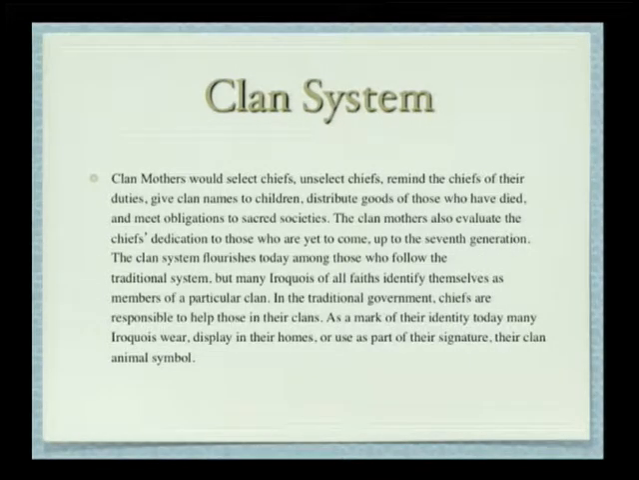Clan mothers would select chiefs and unselect chiefs, remind chiefs of their duties, give clan names to children, distribute goods of those who have died, and meet obligations to sacred societies. Clan mothers also evaluate the chief's dedication to those who are yet to come, up to the 7th generation.